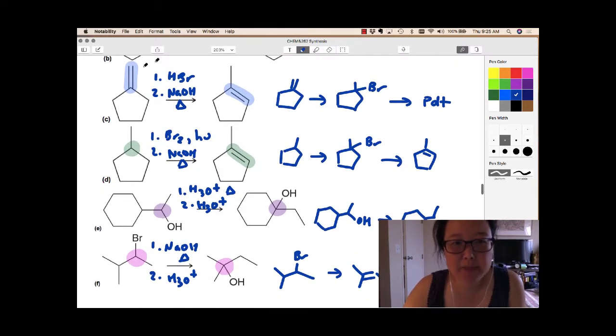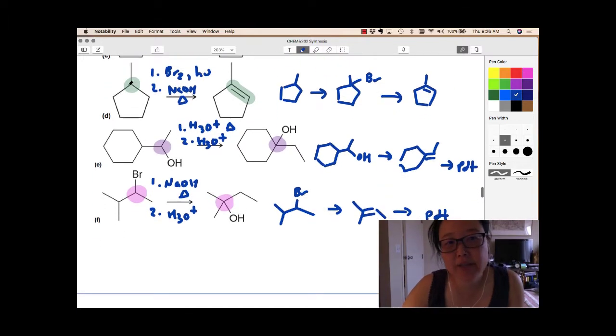For this one, I'm changing the double bond from here to here, so I need to change the reactivity to add something here. So I need to do Markovnikov addition of, let's say, HBr, and then you want to do elimination to make a Zaitsev. So don't use potassium tert-butoxide, use a small base like sodium hydroxide or methoxide or ethoxide.